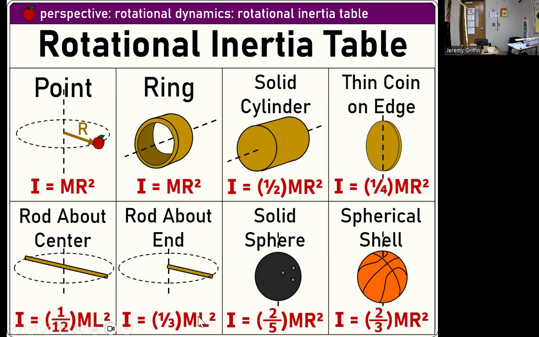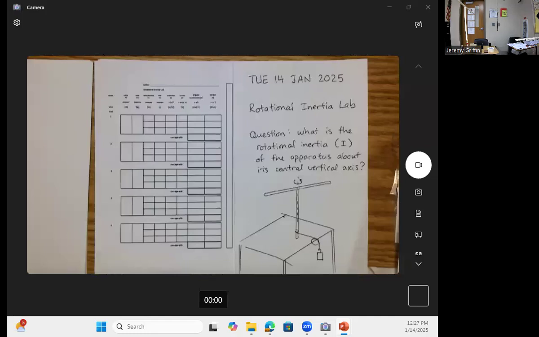So let's try this. What if I do one arm, so it's 1/3 ml squared, and then I just double it? That's probably a lower bound estimate of what the rotational inertia should be. So I'm going to play off that, 1/3 ml squared. Oh, if only I knew the mass of an arm and the length of an arm.